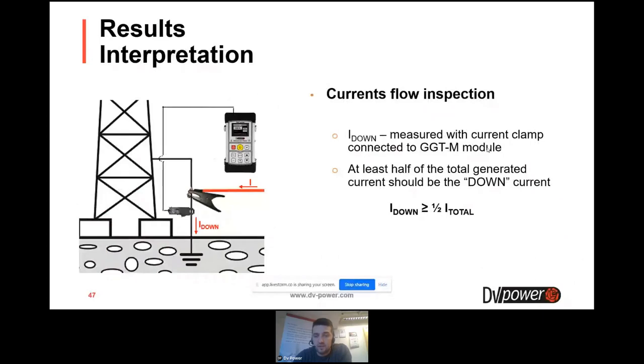For current flow, we should expect the down current to be at least 50% or higher of the total generated current. So if we use 300 amperes, we expect that at least 150 amperes will flow directly down to the ground grid. The other part of the current which flows up, of course, needs to be closed somewhere, and it's also closed to the grounding grid, but not directly on this earthing conductor. And in order to be acceptable, for single grounding connections, you need to have at least 50% of the total current flowing down. If you have multiple earthing connections on a transformer, for example, the total current flowing down should be at least 50% or higher of the total generated current.